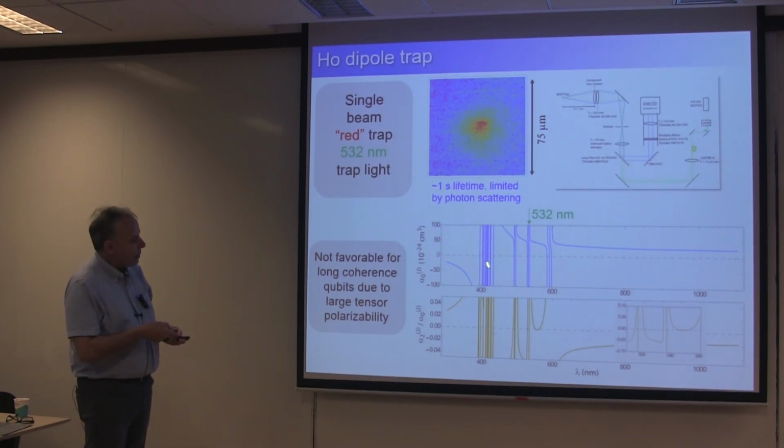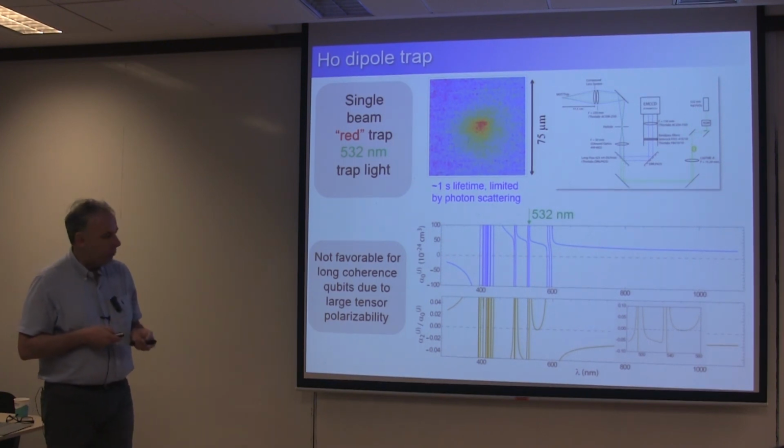coherence properties. So this is the scalar polarizability. We're working right here right now. This is the ratio of tensor to scalar. And there might be one region which is promising, but it's a little uncertain right now.